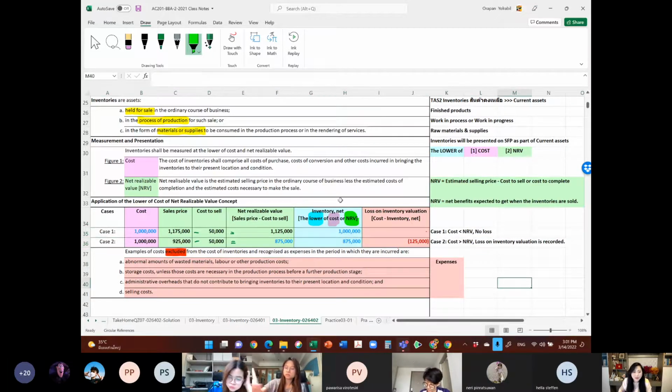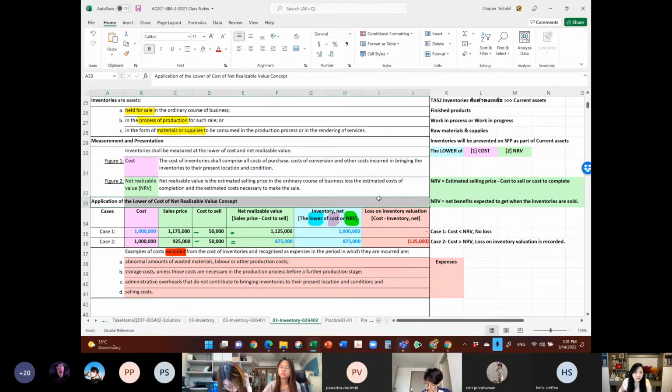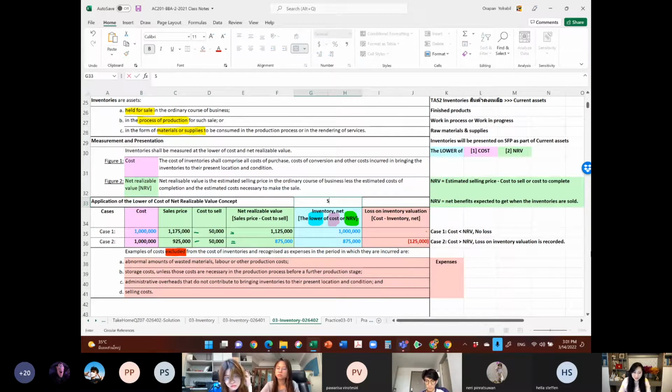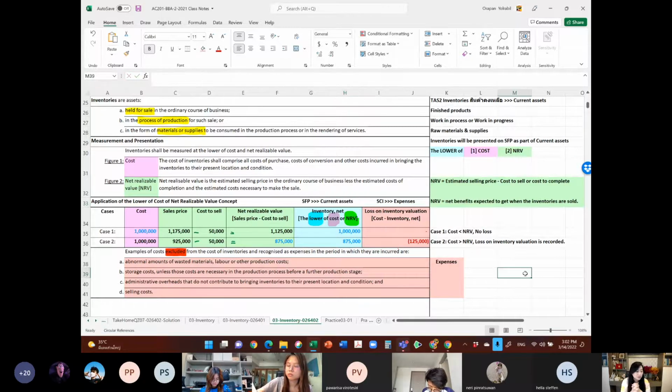Okay, so to elaborate a little bit more on this, this inventory net will be presented on the statement of financial position. And this loss will be presented on the statement of comprehensive income. So this is actually part of the asset and this is part of the expense. Yeah, so this is asset and this is expense. To be more specific, this is current asset. All right, so any questions here?